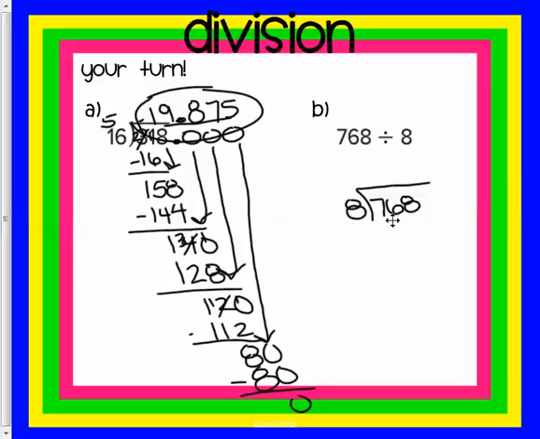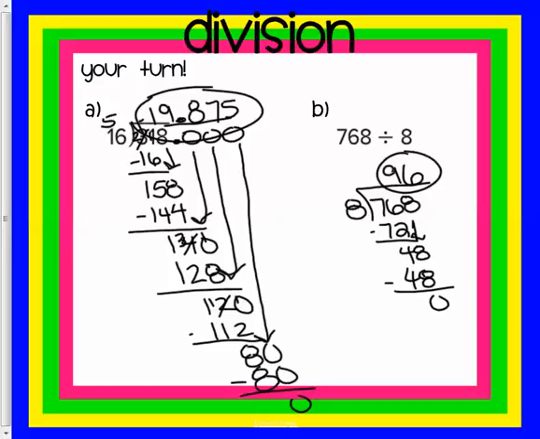Okay, you should have rewritten B like this. 8 does not go into 70, but it goes into 76 9 times, and 9 times 8 is 72. Subtract and we get 4, bring down the 8. 8 goes into 48, how many times? Good, 6 times. 6 times 8 is 48, it zeroes out right away, and my answer is 96.